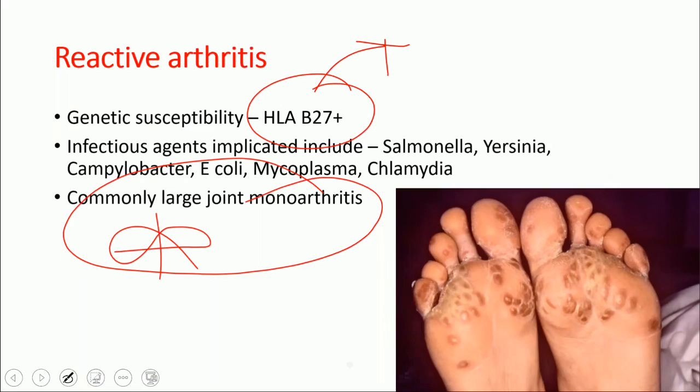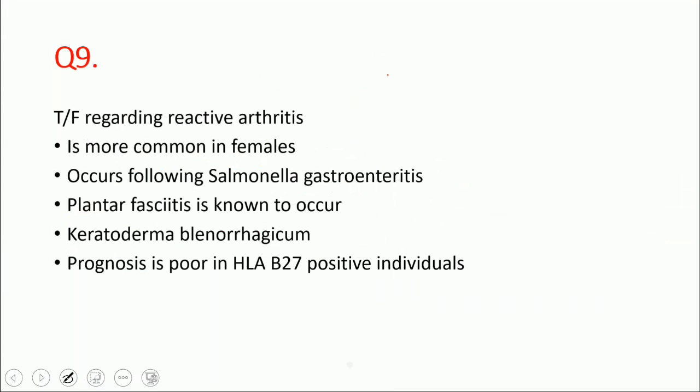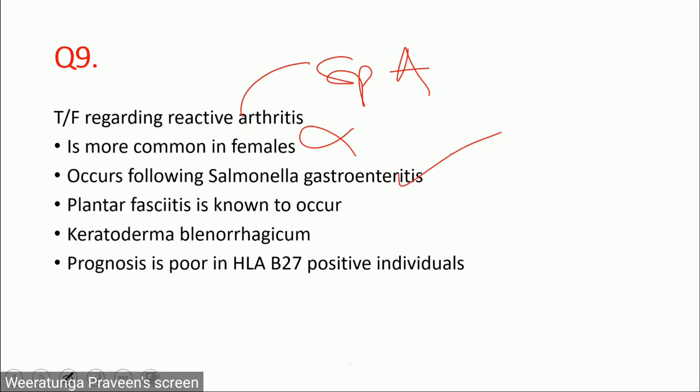So as the name suggests, this is a reaction to an organism infecting, right? And I have given you a list of organisms that can trigger off reactive arthritis. So, because this is included in the spondyloarthritis group, again, it is commoner in males, and it can occur following salmonella gastroenteritis. Plantar fasciitis also ඔක්කොම එකම වගේනේ. So plantar fasciitis known to occur මේක spine එකට වැඩිය mainly මේ large joint oligo or monoarthritis එකකට තමයි එන්නේ.